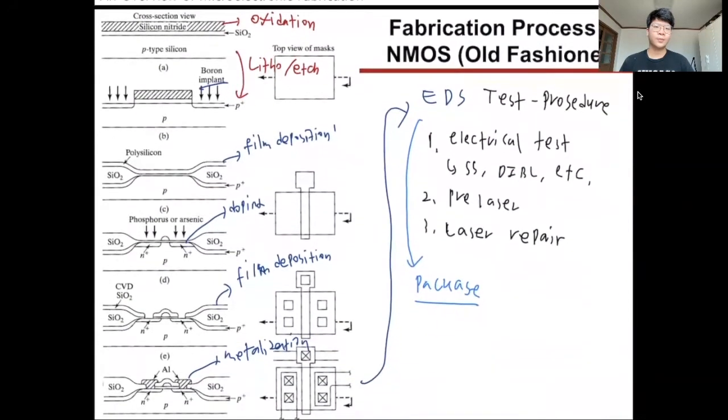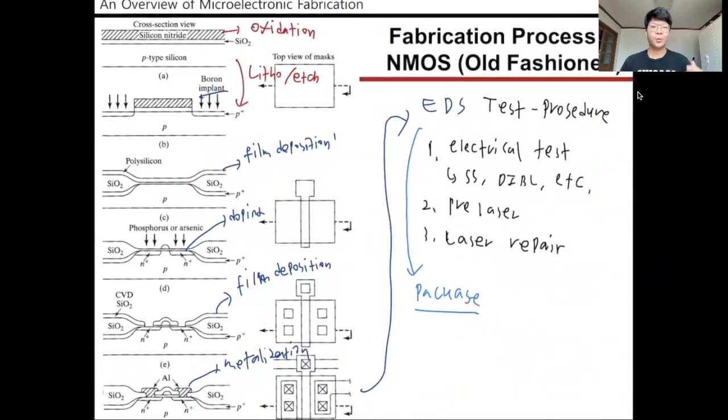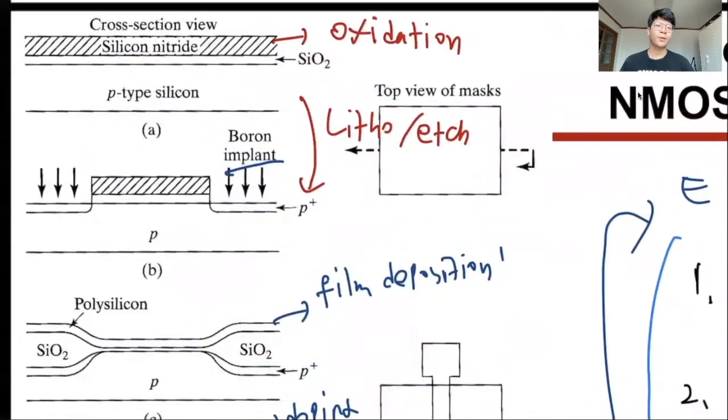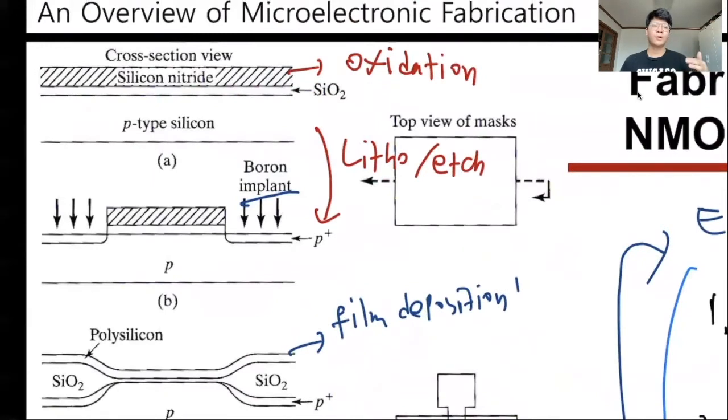So there is a fabrication process for making a MOS. We first make the wafer and deposit the oxide, the circuit protecting layer, which we call oxidation. After that, we engrave the circuit design in the semiconductor. We call it lithography and etching.